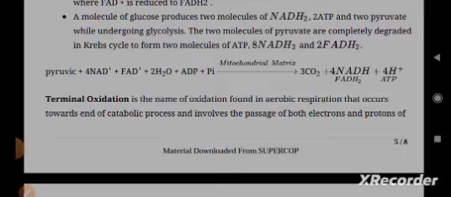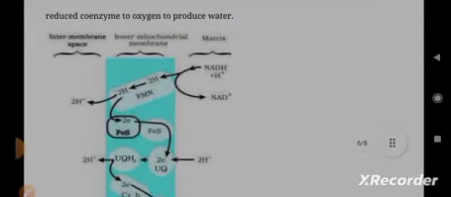Terminal oxidation is the name of the oxidation found in aerobic respiration that occurs towards the end of the catabolic process and involves the passage of both electrons and protons of reduced coenzyme to oxygen to produce water.